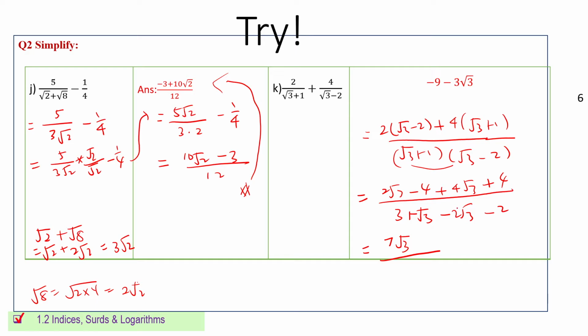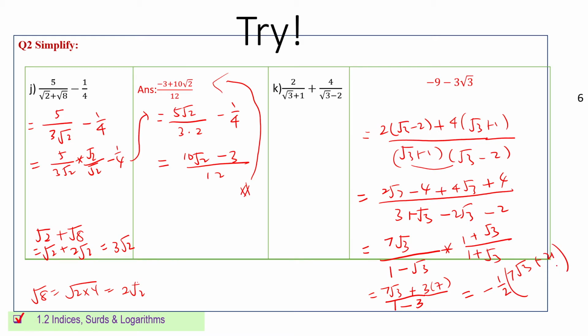And we need to simplify our denominator. So 3 minus 2 is 1, and this one is minus √3. And multiply the conjugate, 1 plus √3, 1 plus √3. So the denominator is 1 minus 3, and the top actually is 7√3 plus 3 multiplied by 7. So by the end, we have the negative 1 over 2, 7√3 plus 21. Okay, let us see where I go wrong.